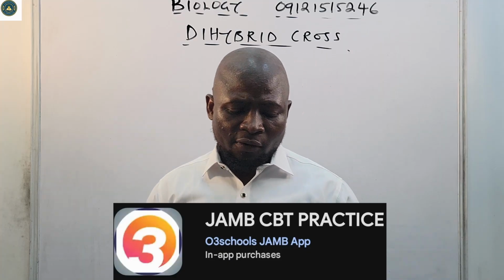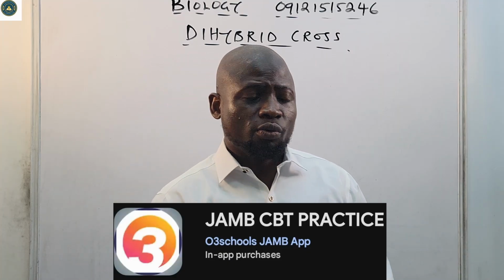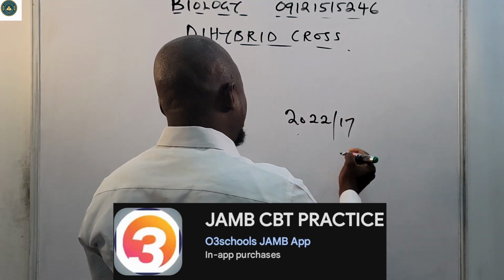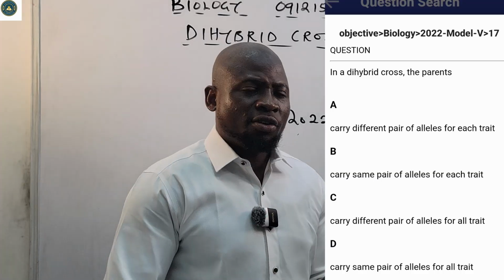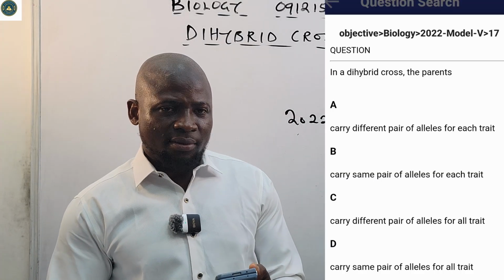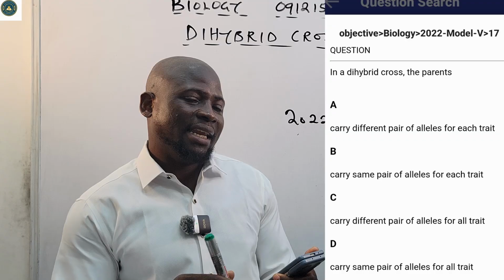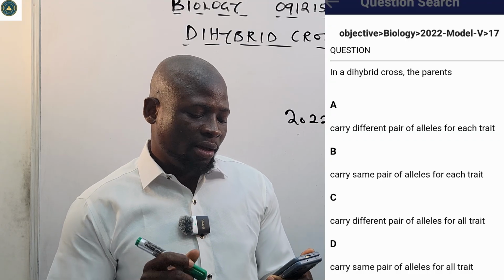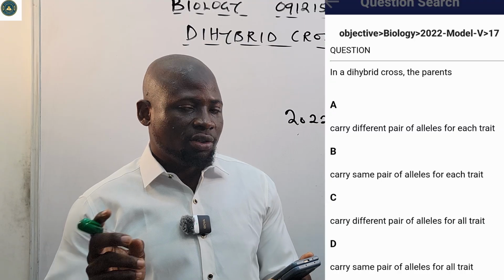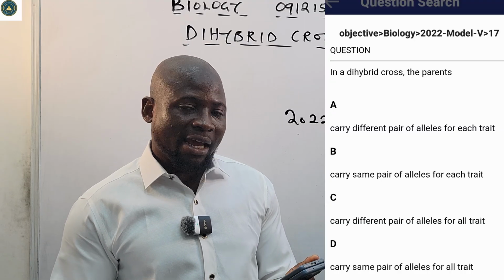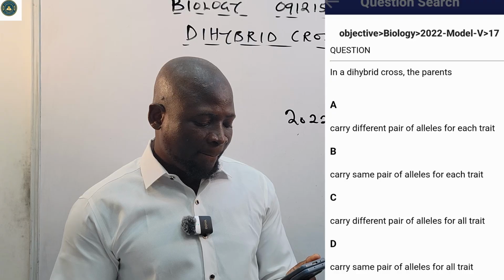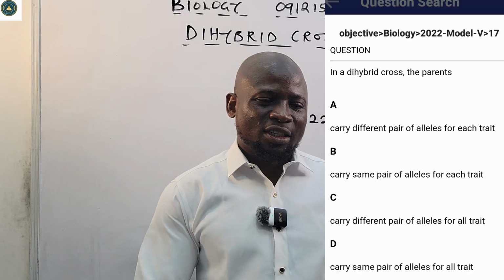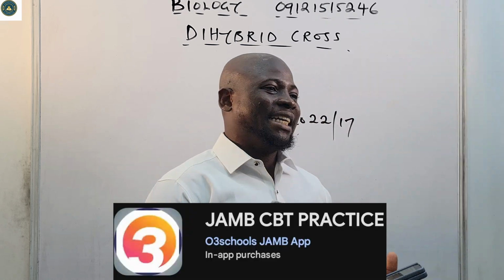Let us see a question from the JAMB app. This is a 2022 question, number 17. It says here that in a dihybrid cross, the parents: A, carry different pair of alleles for each trait. B, carry same pair of alleles for each trait. C, carry different pair of alleles for all traits. D, carry same pair of alleles for all traits. Okay, this question and many more we are going to answer at the end of the class.